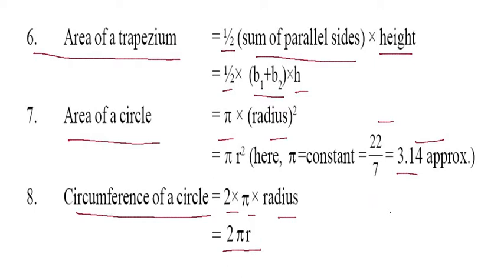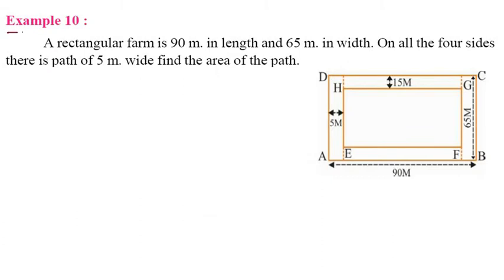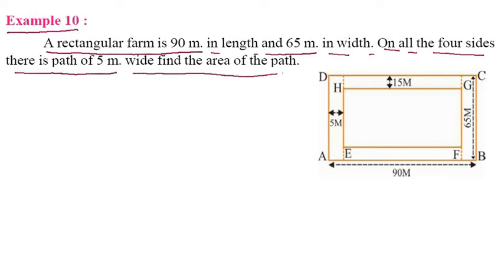Let us start in your example number 10. So what is in your example? A rectangular frame of 90 meter in length, 65 meter in width. On all the four sides, there is a path of 5 meter wide. Find the area of the path. So how can we find the area of the path? So let us see here.